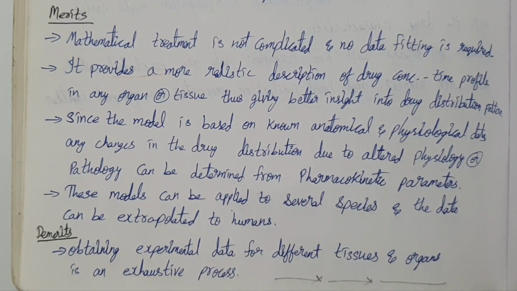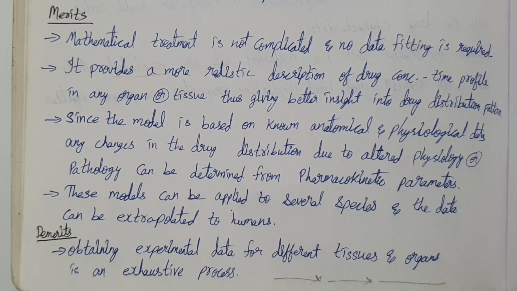And that's all for physiological pharmacokinetic models. We have now covered all three major types, that is compartmental models, non-compartmental models, and now physiological models.